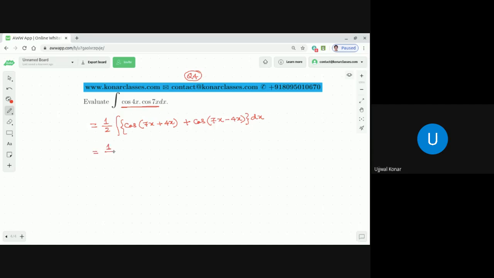Yes. So that is equal to 1 by 2 integration. Okay, in fact the first bracket is sufficient. Integration cos of 11x dx plus integration cos of 3x dx. That is equal to 1 by 2.